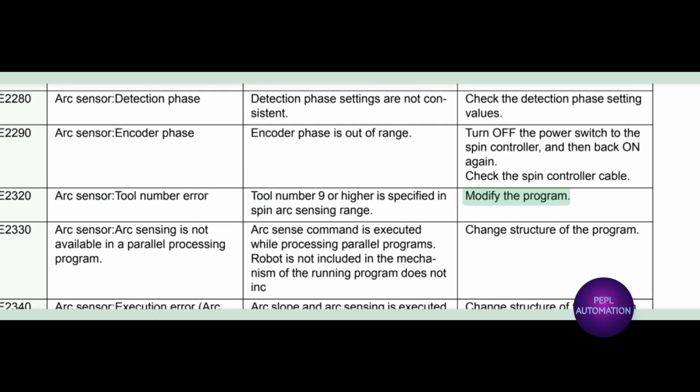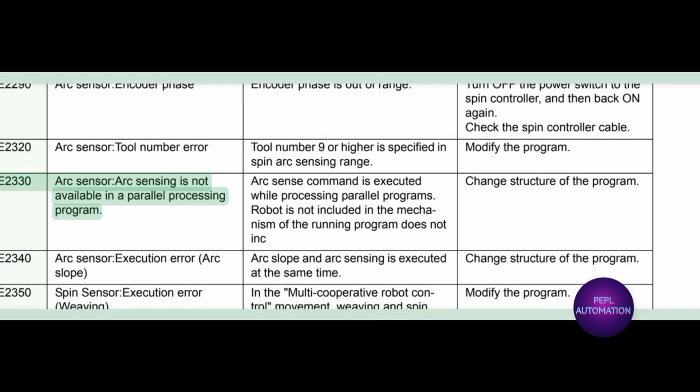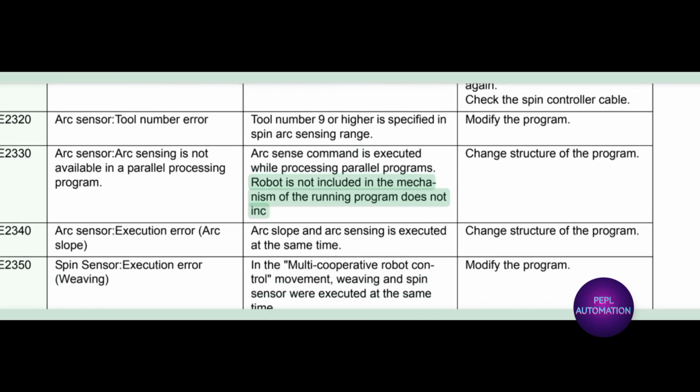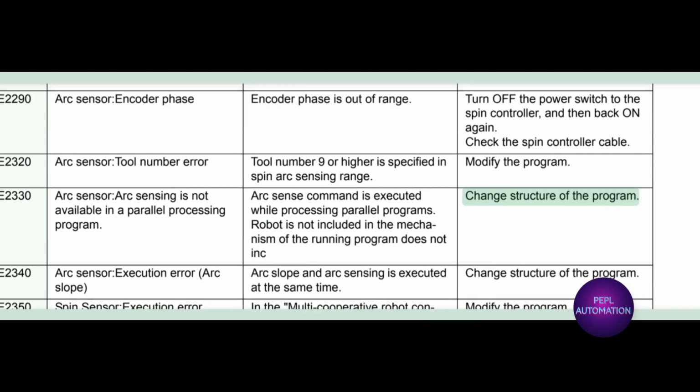Modify the program. E2330 arc sensor, arc sensing is not available in a parallel processing program. Arc sense command is executed while processing parallel programs. Robot is not included in the mechanism of the running program. Change structure of the program.